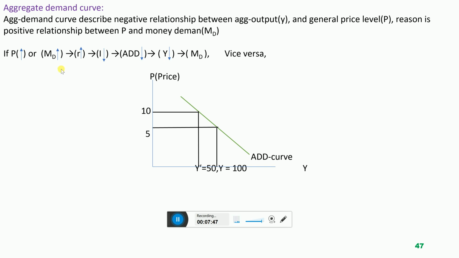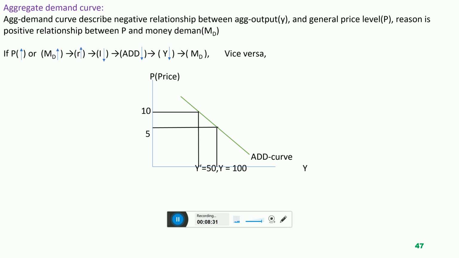So the reason is this. The reason is what? The reason is this positive relationship between increase in general price level and increase in money demand. So we represent this negative relationship between the price and this aggregate output by graph. When the price is 5, at that time aggregate supply is $100 million. Y is equal to 100. But as the price increases to 10, increase by 100%, so aggregate output decreases to Y prime, which is $50 million. So there is negative relationship between the general price level and aggregate output.